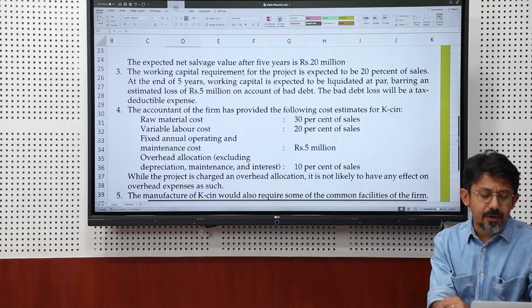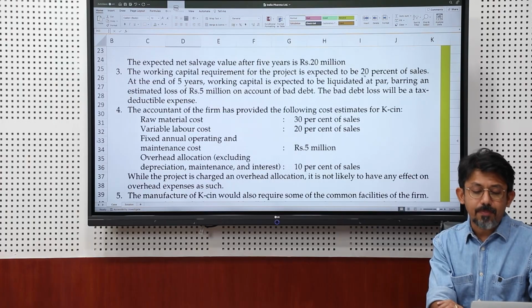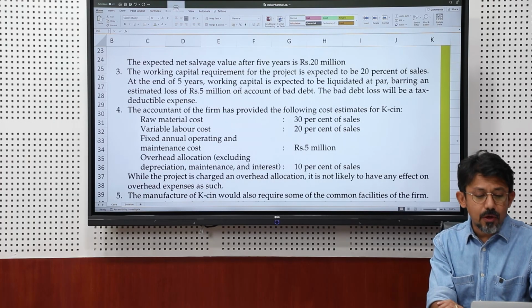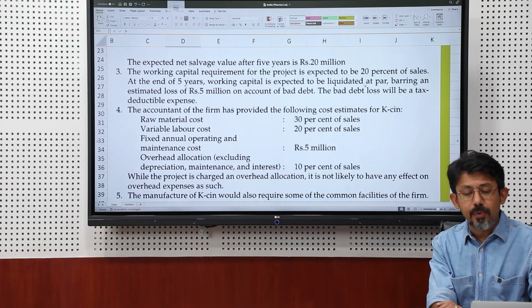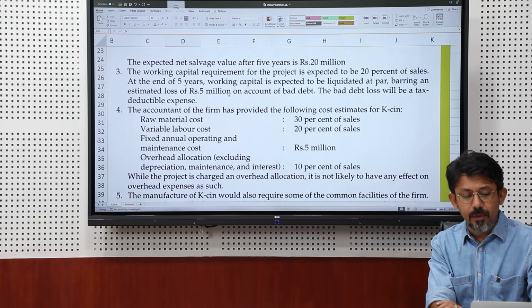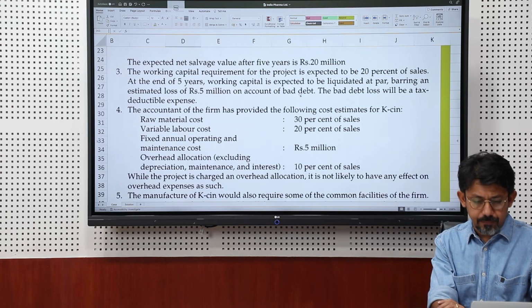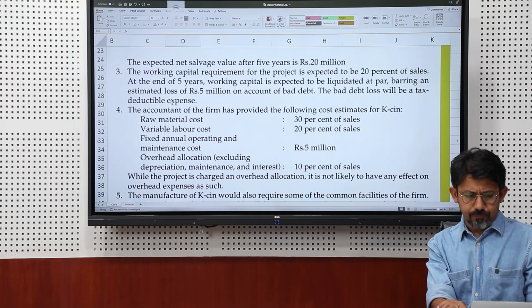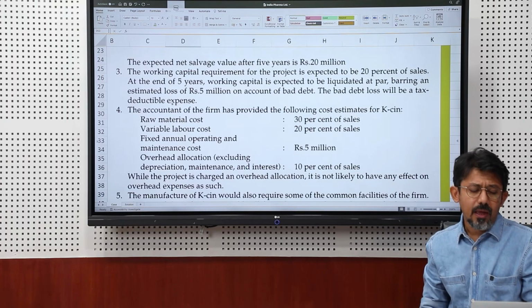The working capital requirement for the project is expected to be 20% of sales. At the end of 5 years, the working capital is expected to be liquidated at par, barring an estimated loss of 5 million on account of bad debt. The bad debt loss will be a tax deductible expense. So, a few points over here.